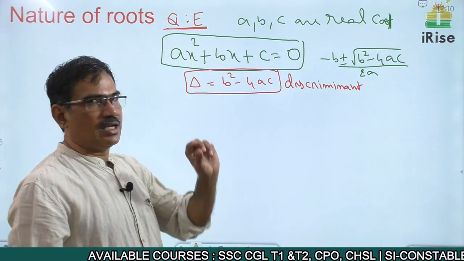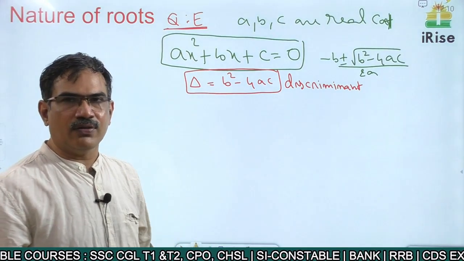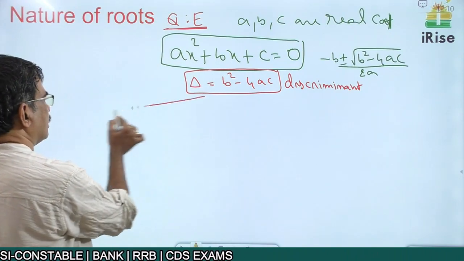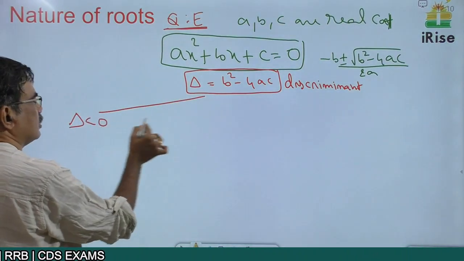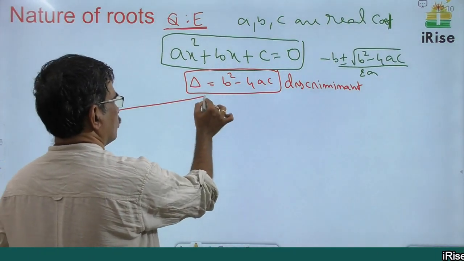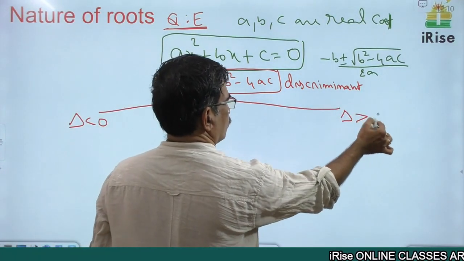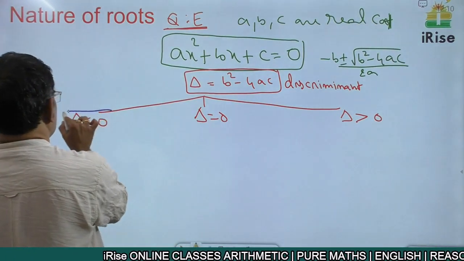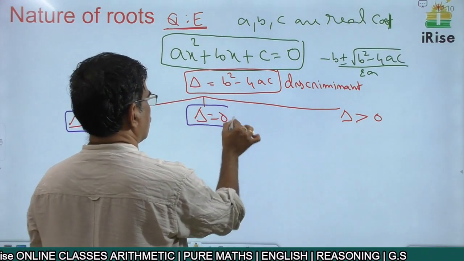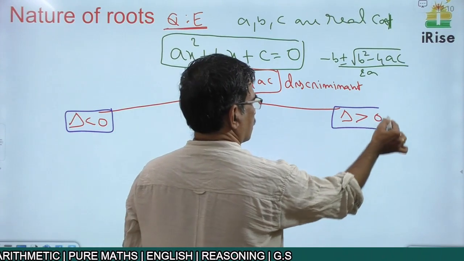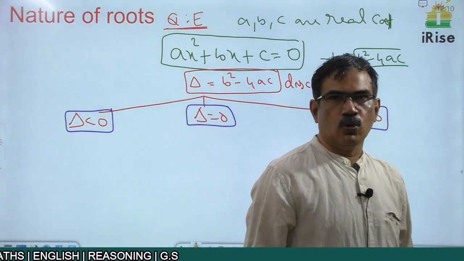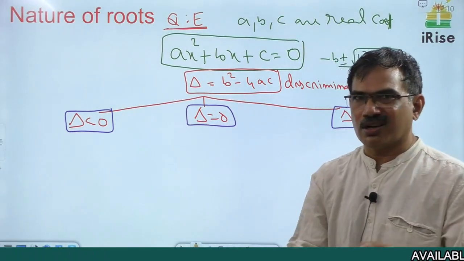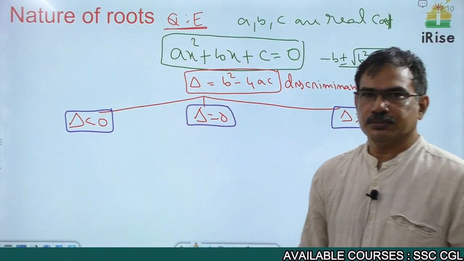So any real numbers follow the law of trichotomy. What is the law of trichotomy? Here three conditions: either delta less than 0 or delta is equal to 0 or delta greater than 0. This is called the law of trichotomy. Only real numbers follow these three conditions, please, not complex numbers, as I have already told.